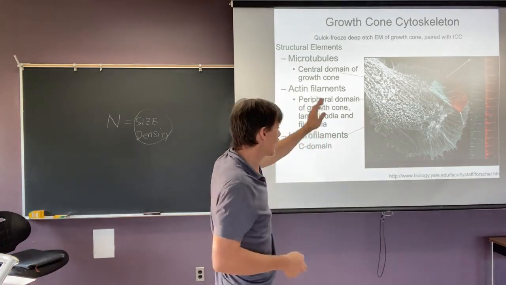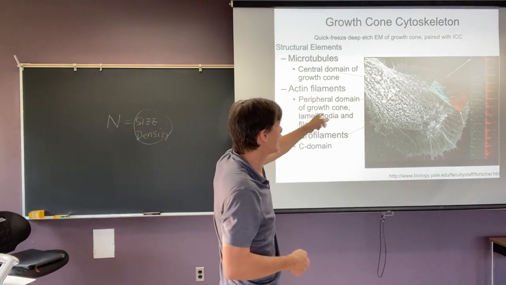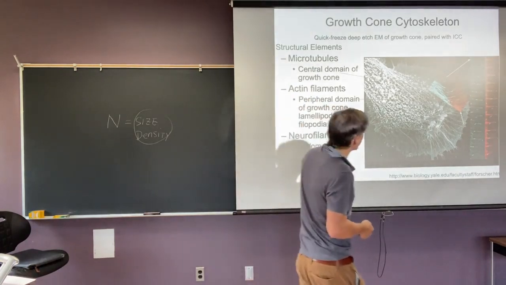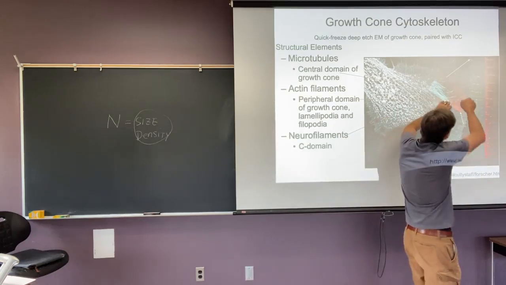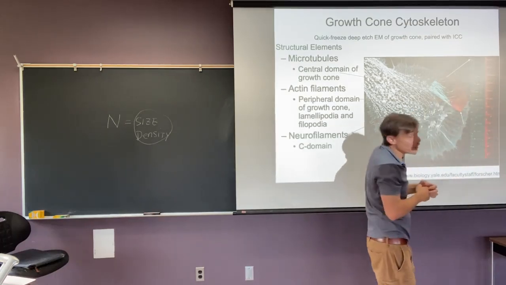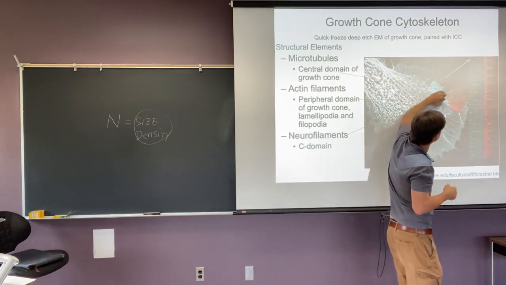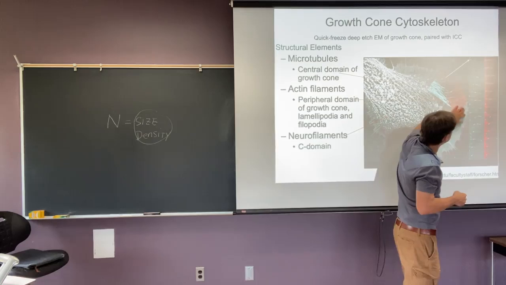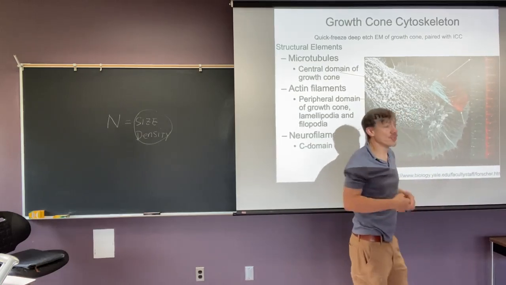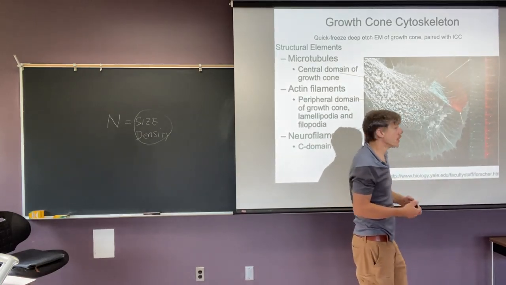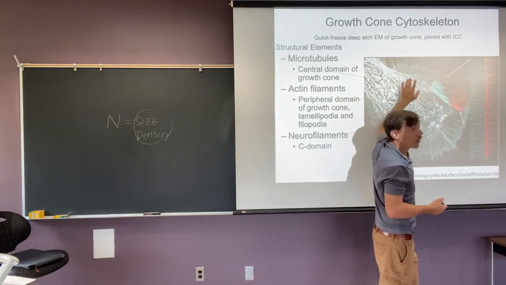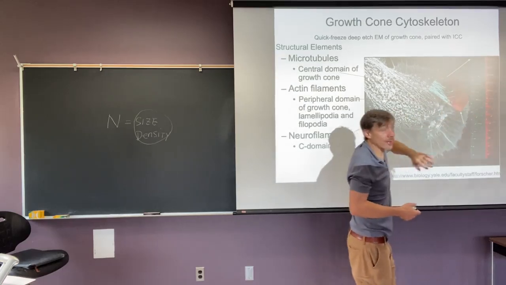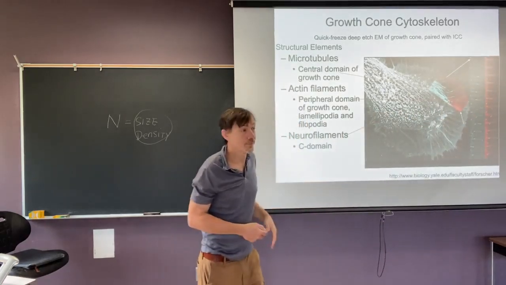Or in this particular case, I think this is just viewed directly. What is also cool is this is paired with immunocytochemistry, where the microtubules have been labeled in blue and the actin filaments are in red. This really reinforces the idea that the microtubules are in the center, in the C domain, and the actin filaments are in the periphery, in the P domain.